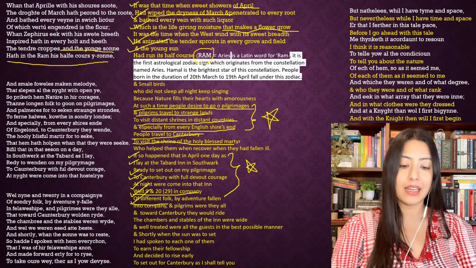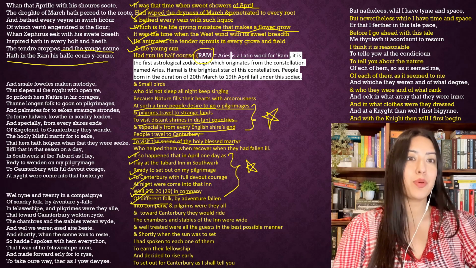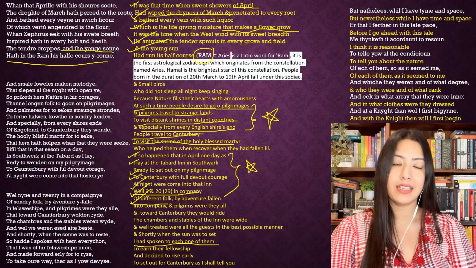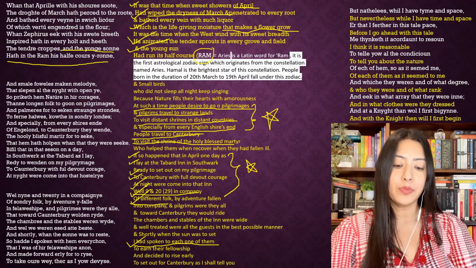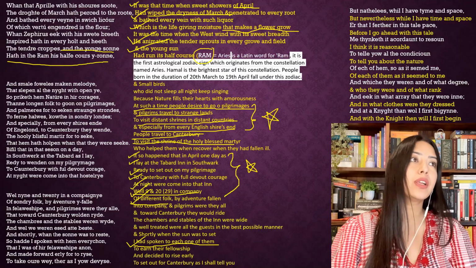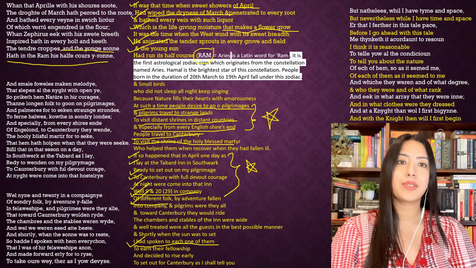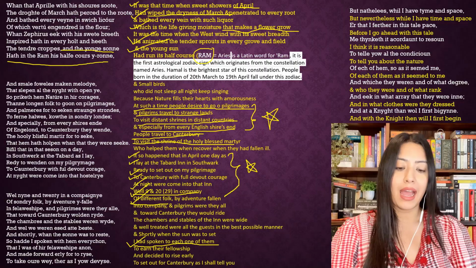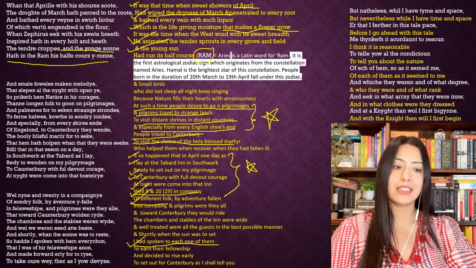The chambers and stables of the inn were wide, and the guests were treated in the best possible manner, and shortly after the sun had set, I had spoken to each of them. He had spoken to each pilgrim. You have to understand why the setting is important. Okay, I will explain this. Let me just finish reading this. To earn their fellowship. By the time the sun had set, he had already spoken to all the pilgrims, got to know them, and earned their trust, friendship and fellowship, and decided to rise early to set out for Canterbury the next day, as he shall tell you.